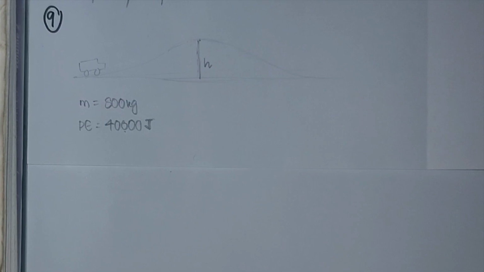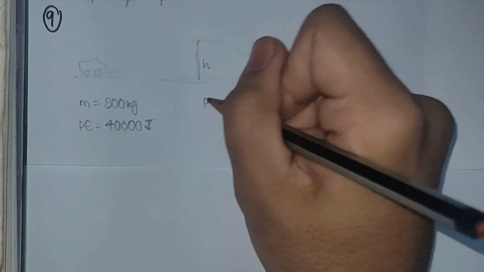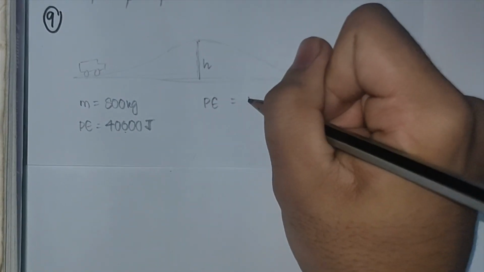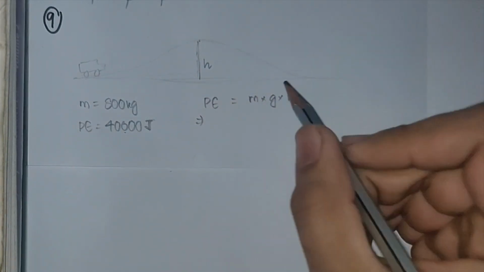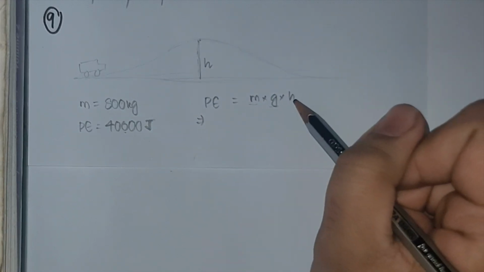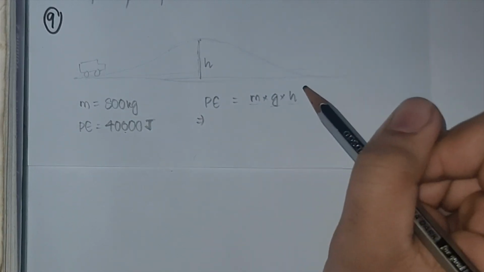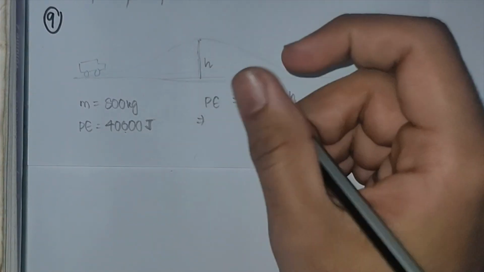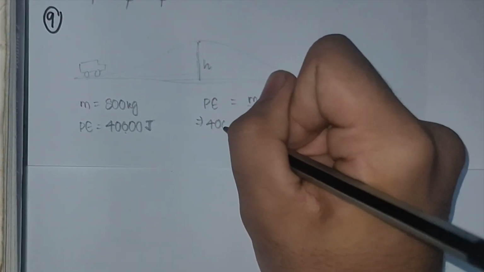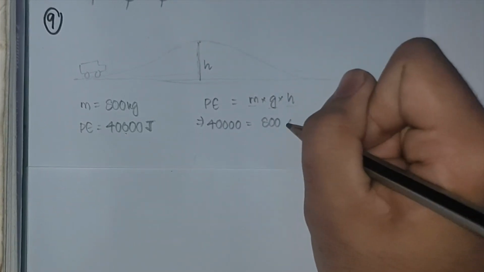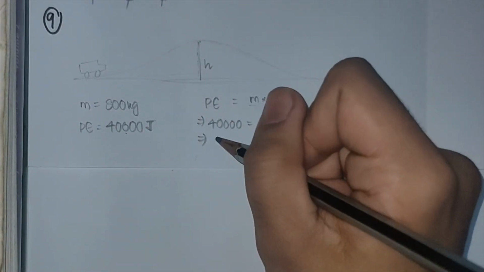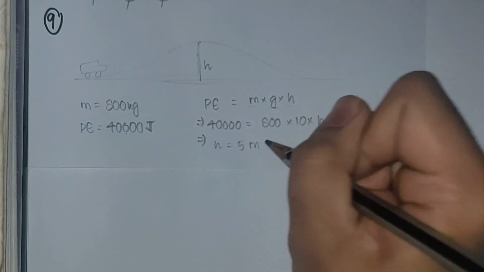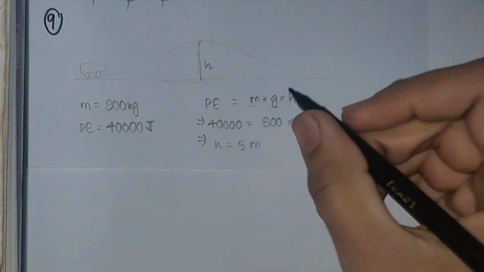Okay, so there's one very nice formula which is potential energy equals m into g into h. Using this formula over here, m is mass, g is acceleration due to gravity, and h is the change in height. Using this formula, and doing some very basic algebra, we can get that the height of the hill is 5 meters. Therefore, option A is correct.